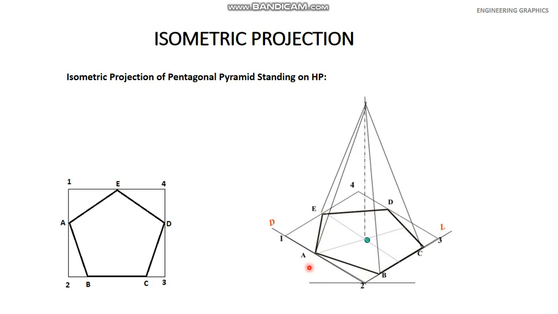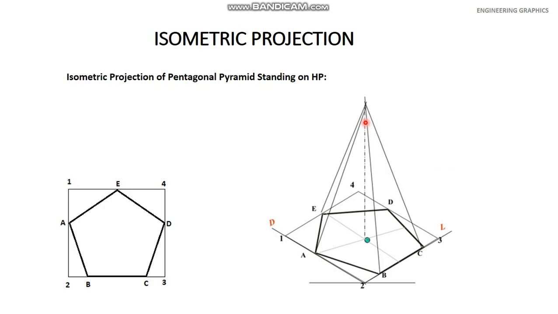Join all these corners and draw the base. This is the base of the pentagonal pyramid. Now locate the center of this base, and from the center draw a vertical line equal to the axis of this solid. And now cut the axis here, and this is the apex. Join the apex with all the corners of the base, with A, with B, with C, with D, and with E. This is the complete isometric projection.